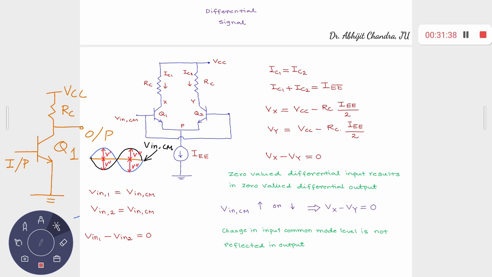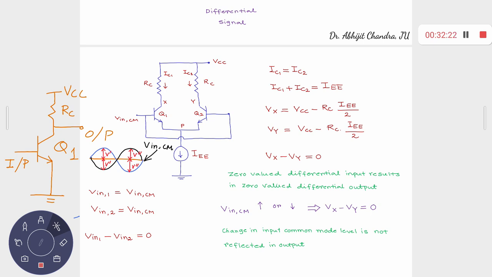So if I don't have this particular current source IE over there, then the performance of this amplifier is heavily dependent upon the input common mode level. If the input common mode level changes, then in one case the transistor might be driven into saturation, in another case you can expect the transistor to move into cutoff. But in order to ensure that the transistor is operating as an amplifier, you have to bias the transistor in the active or linear region. Since I don't have any explicit biasing using resistances, that is taken care of by the IE current source.